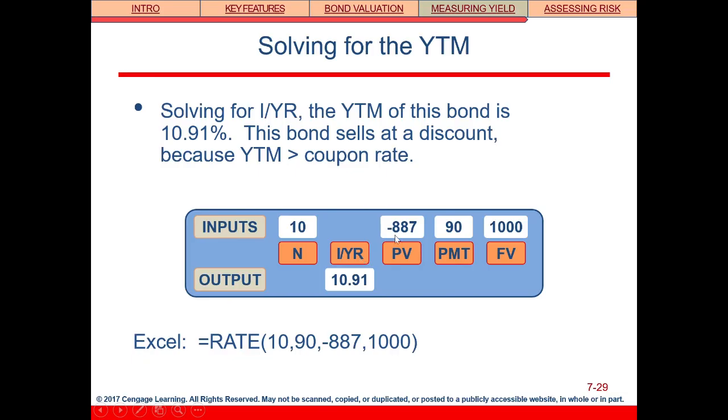This price has to be negative. If you put in positive here, the calculator will give you either say no solution or error, depending on what type of financial calculator you use. Yeah, so this one has to be negative. And payment and face value have to be both positive.